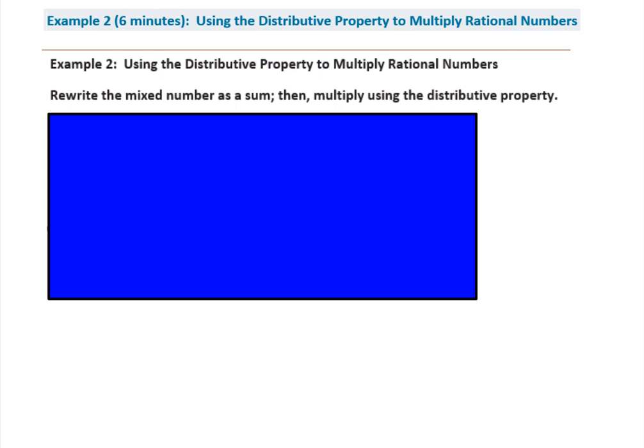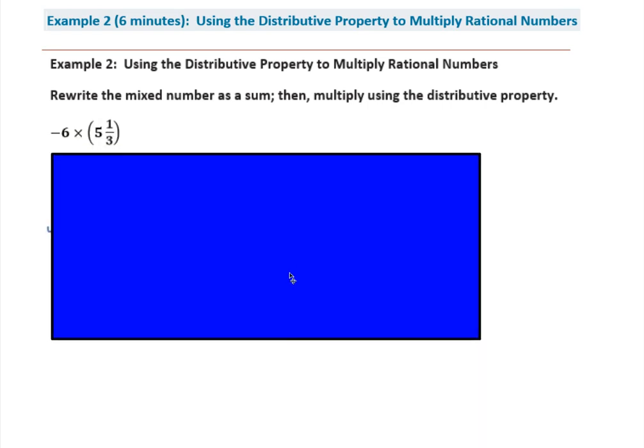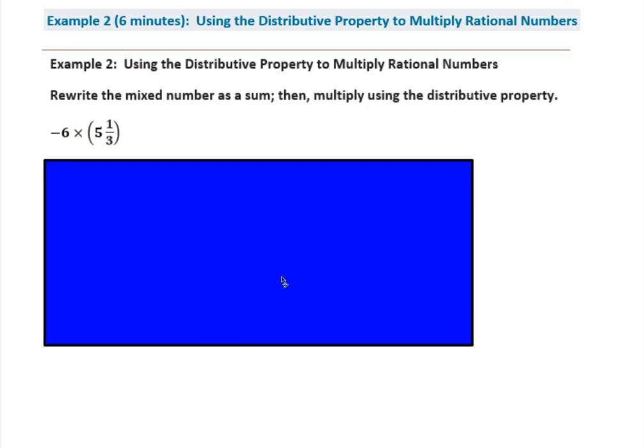Example 2, using the distributive property to multiply rational numbers. Well, we're going to rewrite the mixed number as a sum, then multiply using the distributive property. So let's see what we're going to do a little bit different here, okay? So if we start off with this, and now we're going to be able to separate this. So I'm going to have a -6, and I'm going to have it times, but right here, I'm going to say 5 plus 1/3.